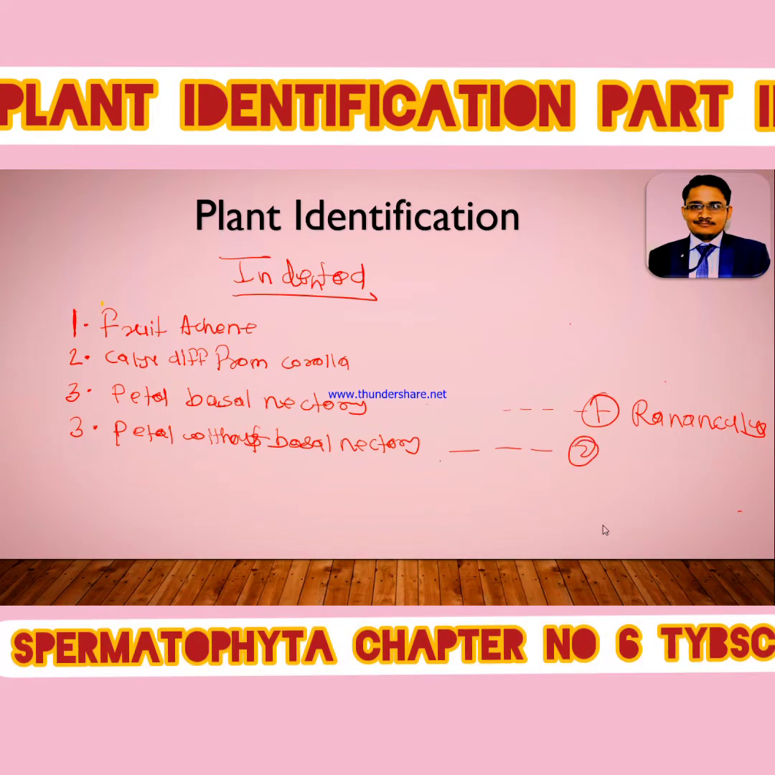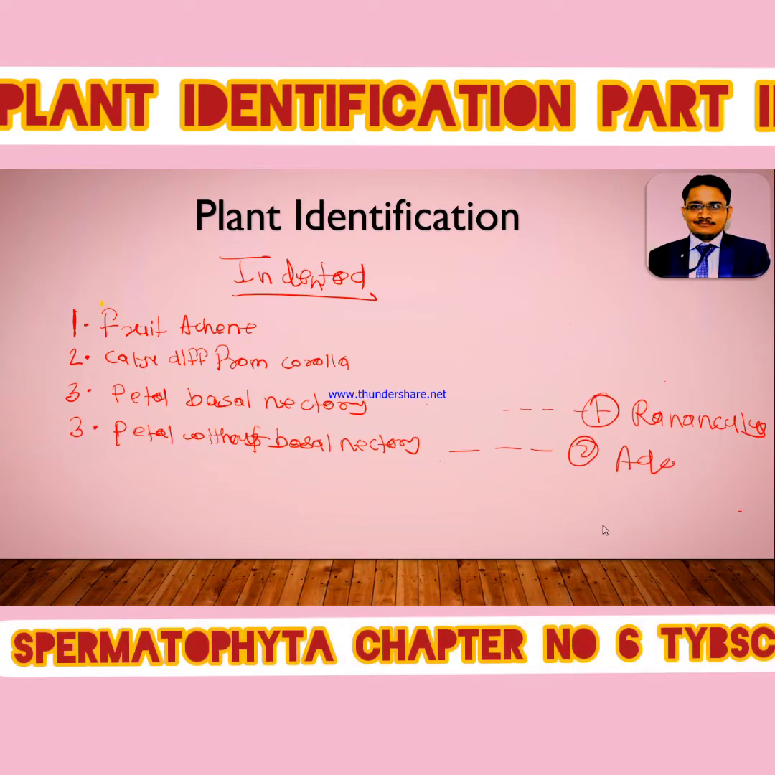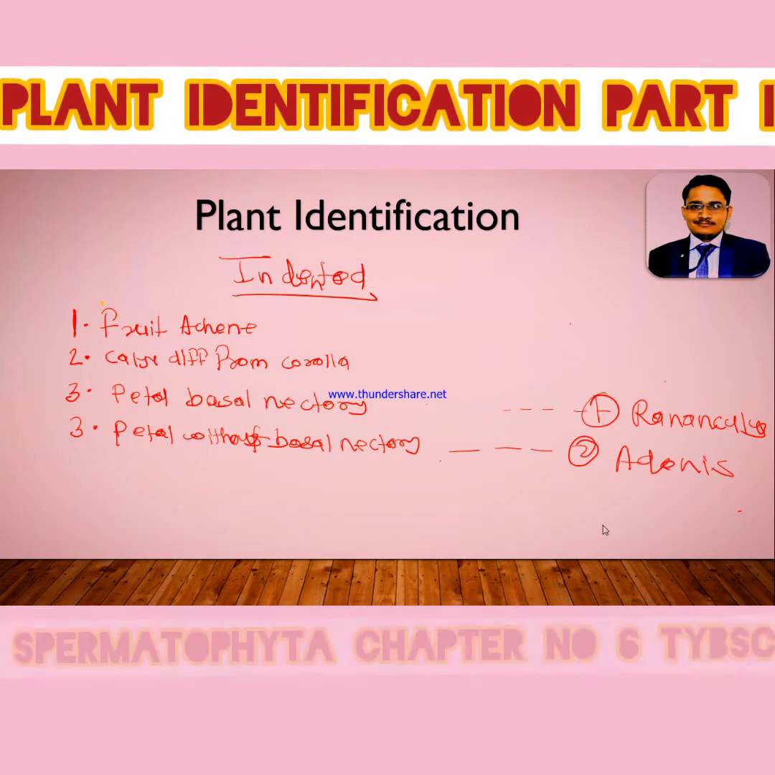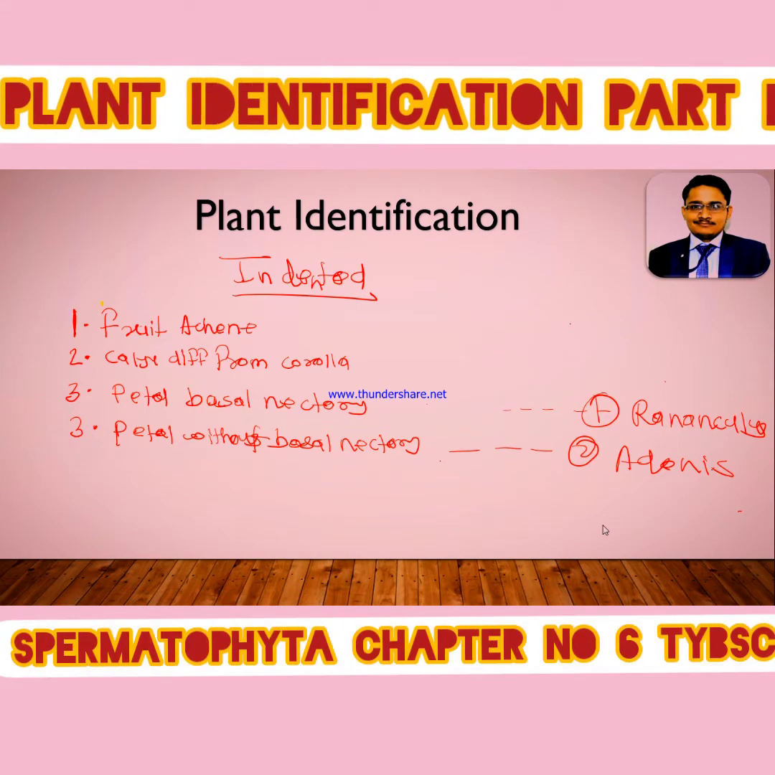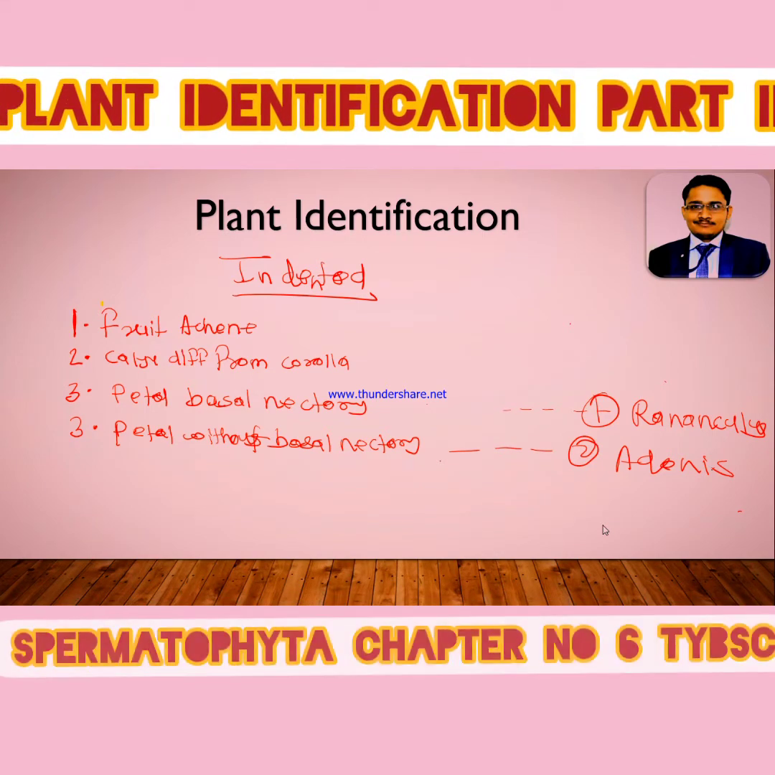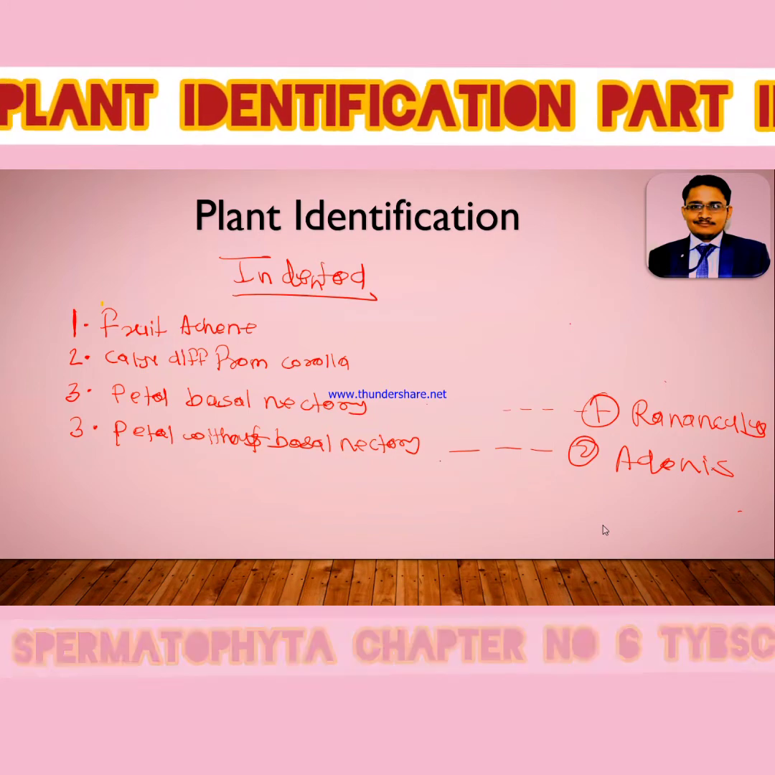Here also the second species will be separate, that is Adonis. In this way, we can identify the first species and the second species. It is an indented key, with all characters given at the same position.